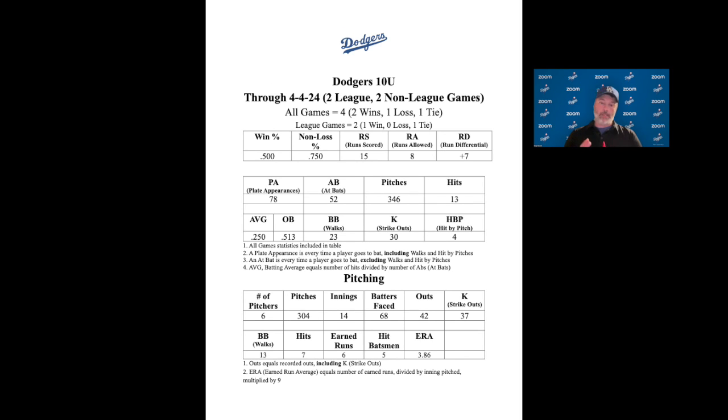And so I hope this helps you enjoy the rest of the season and understand things. When you're watching on television or you go to a game and you see some of these statistics, I hope it helps you enjoy the game a little bit more.